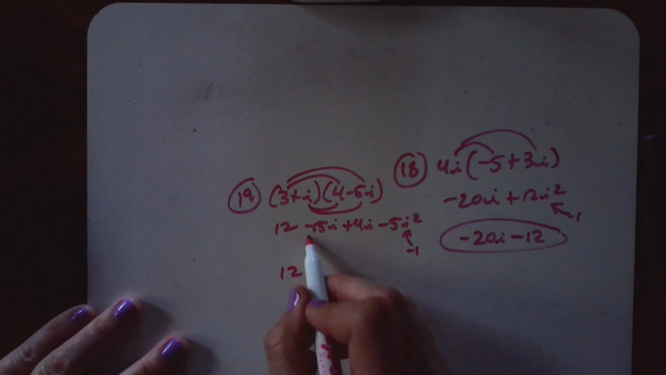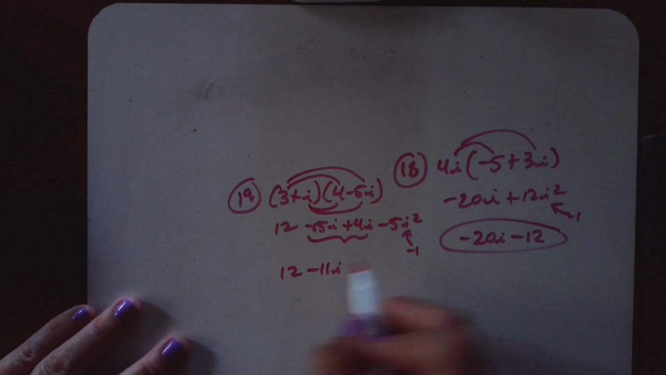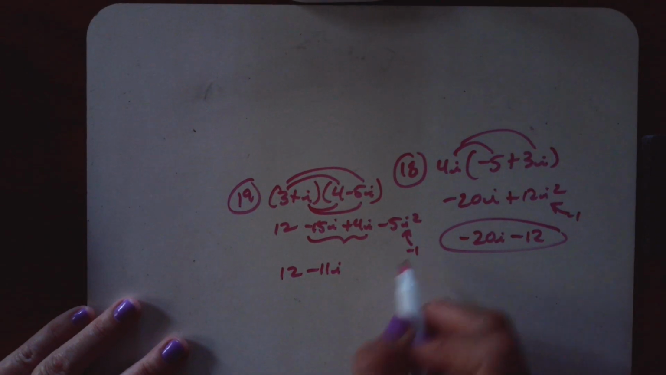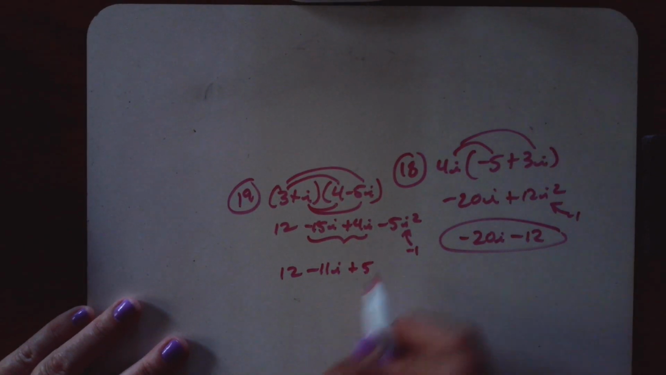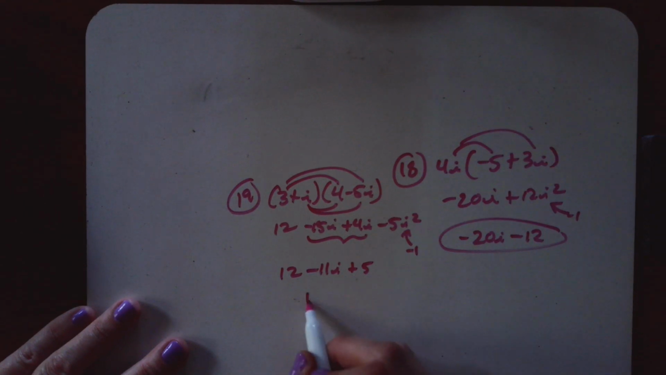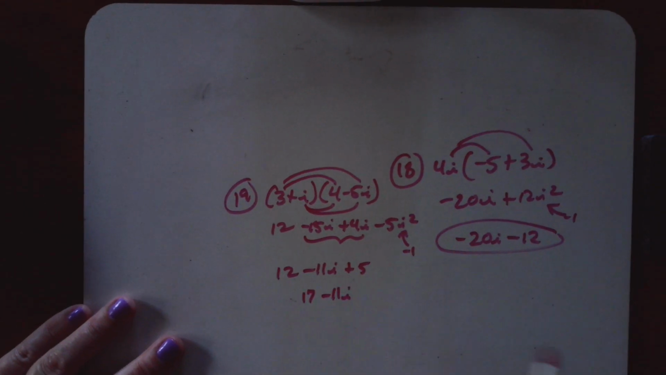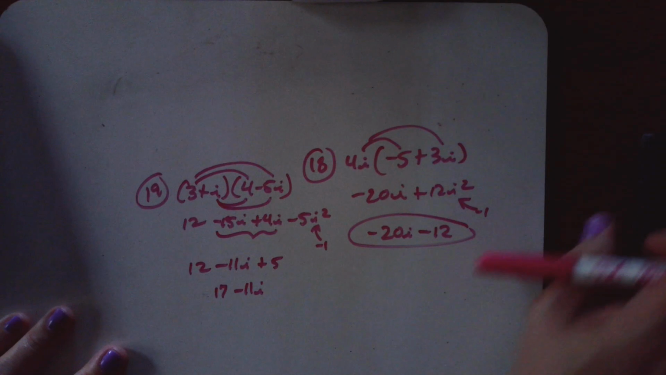So I got 12. This makes -11i. -5 times -1 makes +5. So now I can put these together. I get 17 basically minus 11i. All right, and then the last one.